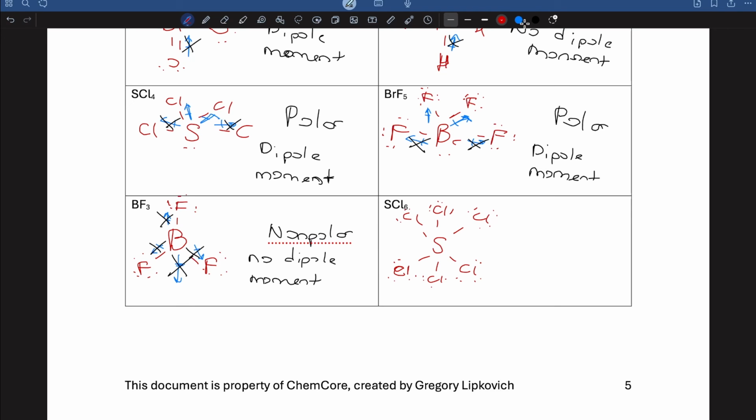And so each of these bonds is still going to be polar toward chlorine. So let's specify the arrows. And let's take these vectors very literally to cancel each other out. The top and bottom cancel each other out. And then this one diagonally right and up cancels out the one diagonally left and down. And the one diagonally left and up cancels the one diagonally right and down. And so this structure is overall nonpolar. So it has no dipole moment.